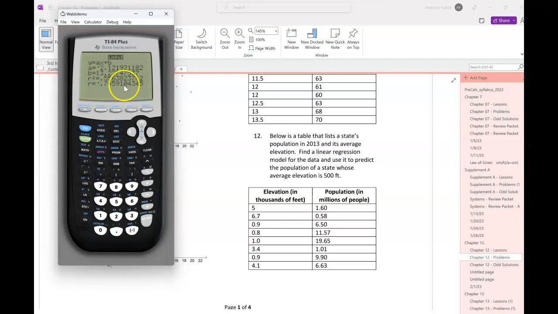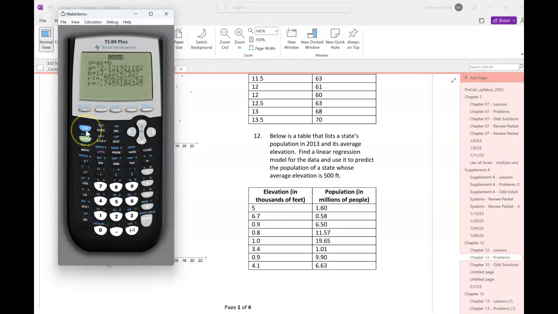The r value here tells me what? My r value is negative 0.75-ish. It's negative and it's on the stronger side, but not as strong. Yeah, it's strongish negative correlation. Yep, that's good.